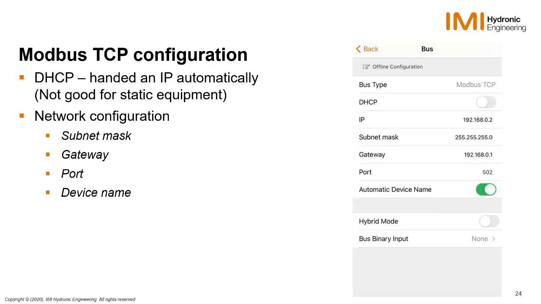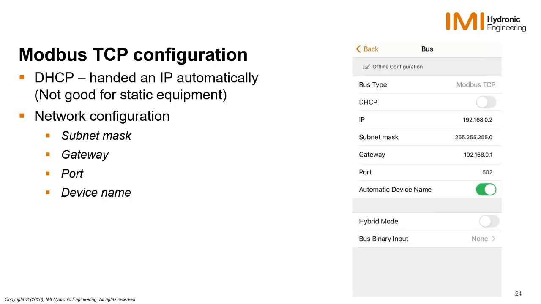It's not very good for static equipment to have these dynamic IP addresses that can change, because if they change, then the master will try to speak with the slider under the old name. So usually it should be a static one. If you just deactivate DHCP, you will be able to configure your IP address yourself. Here you see it's deactivated, and here you can name your slider to whatever IP it should have. Just click there and you can change that. And then you have your TCP configurations as well: the subnet mask, gateway, and port.